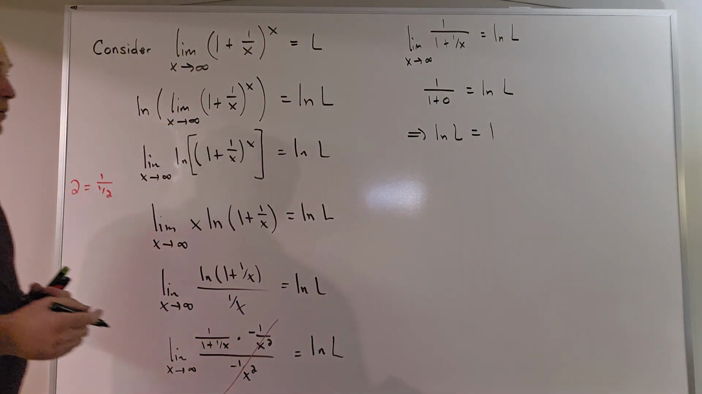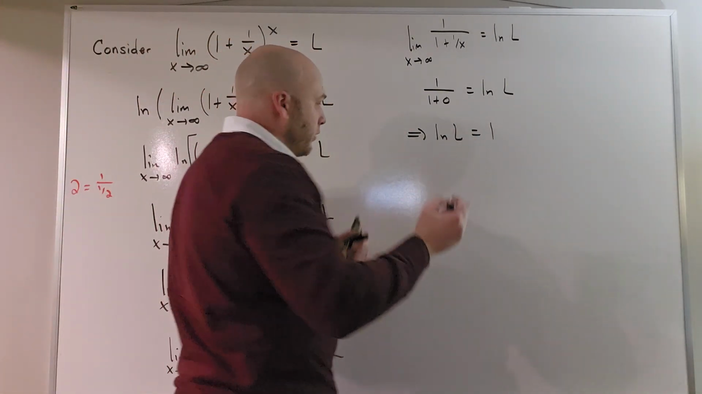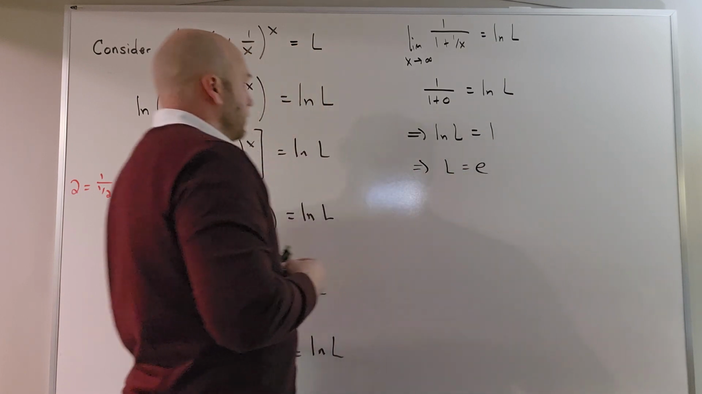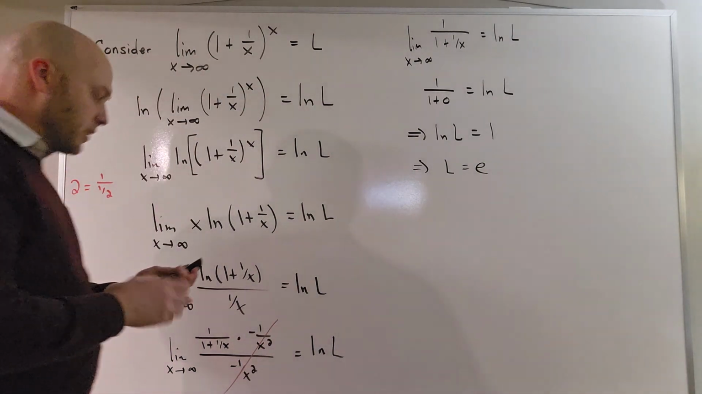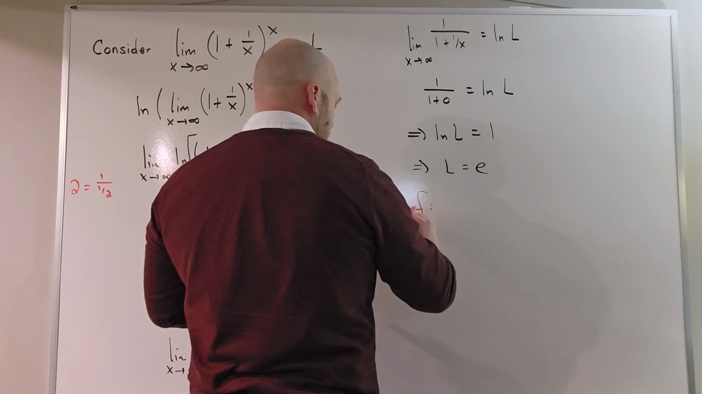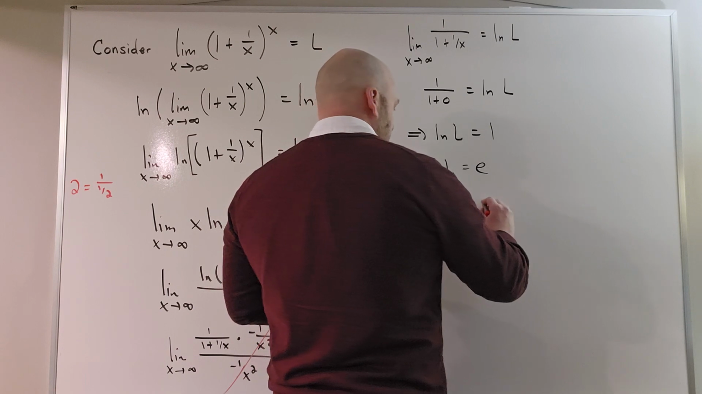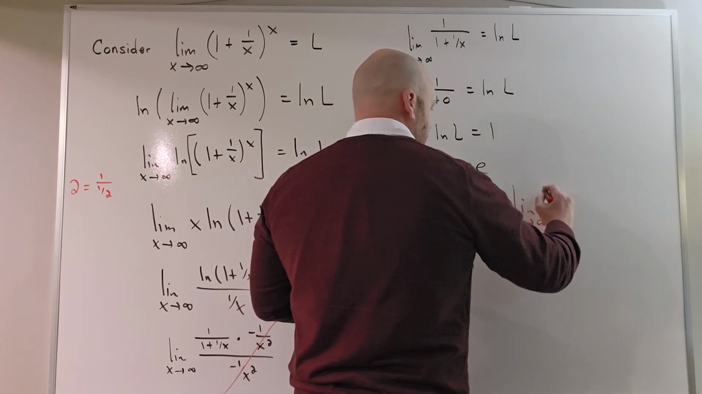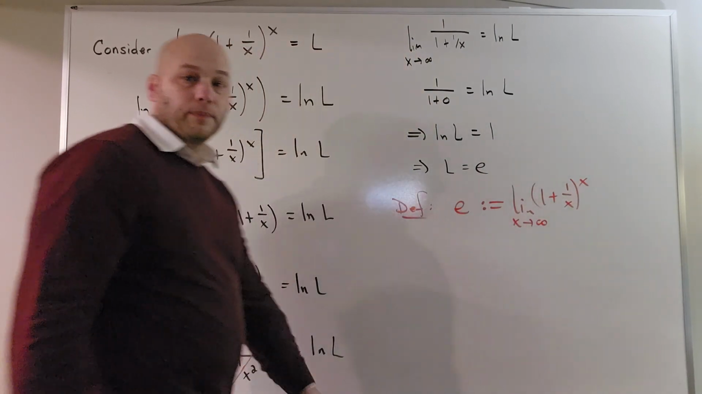Solving that equation, or knowing that the only number whose natural log is 1 is e, gives me L is e. So therefore this limit here is e, and that's generally taken as the definition of the number e. Let's say e is defined to be the limit as x goes to infinity of 1 plus 1 over x to the x.